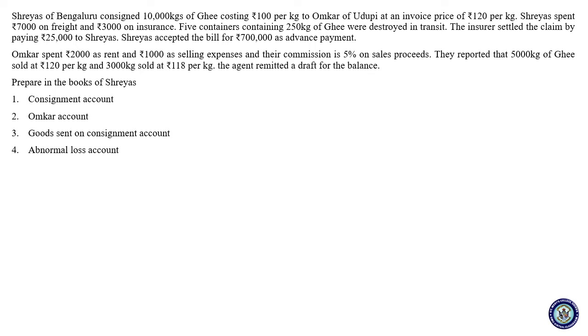Okay, so Shreyas of Bangalore consigned 10,000 kgs of ghee costing rupees 100 per kg to Omkar of Udupi at an invoice price of 120. So the cost is 100, the invoice price is 120. The difference is the loading price. So what is the difference? Here the difference is rupees 20. 20 rupees is the loading price.